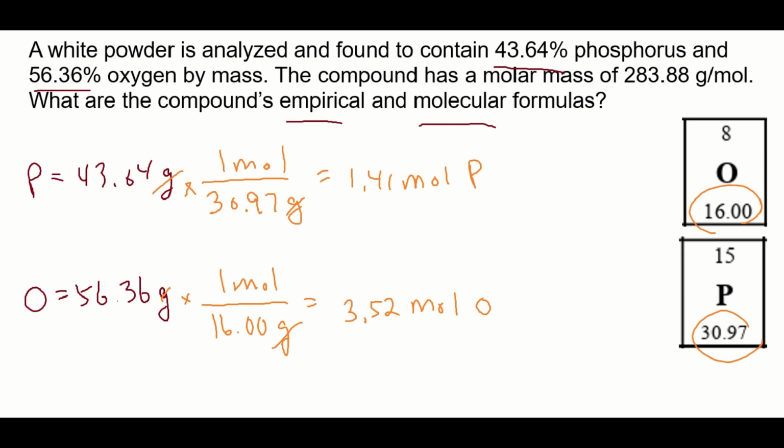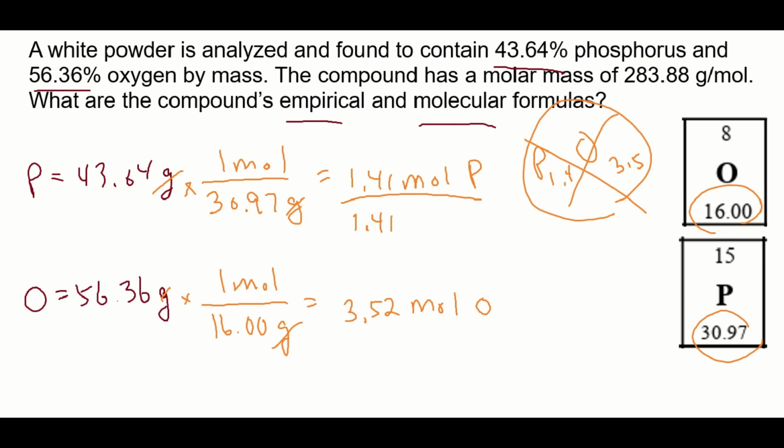So these are the mole ratios. But unfortunately, we can't just stick decimals like 1.4 and 3.5 into formulas. So we'll have to get rid of these decimals. And one way to do that is to see how many times the smallest number goes into each of the numbers, because that guarantees to get rid of at least one decimal, because the smallest number goes into itself one time.